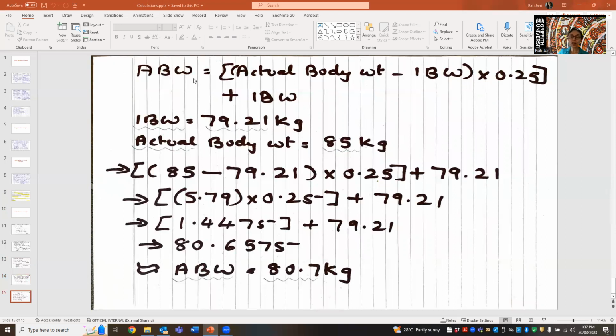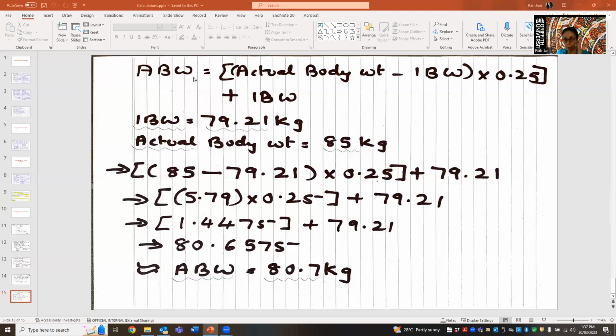Now you have to calculate a person's adjusted body weight. Please remember the thumb rule: it is always a weight which is more than the ideal body weight. Ideally, the weight should be that much, but it is very difficult for any patient to jump to that ideal body weight suddenly. So you have to gradually take them through the process. And as you know, adjusted body weight is calculated for patients who are overweight and obese.